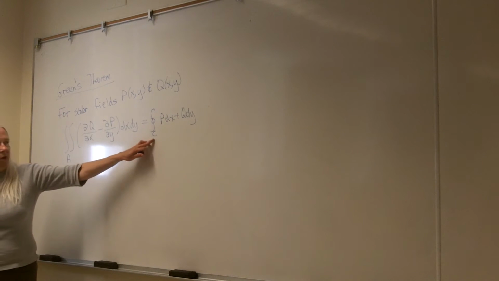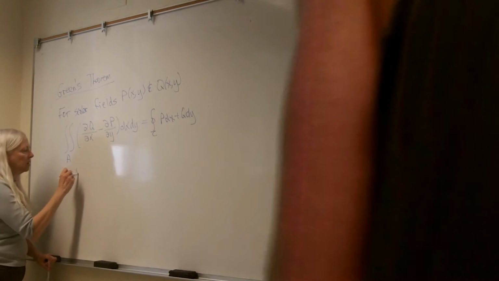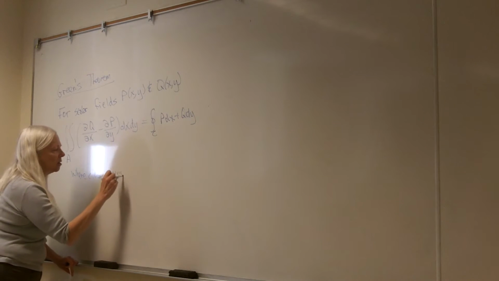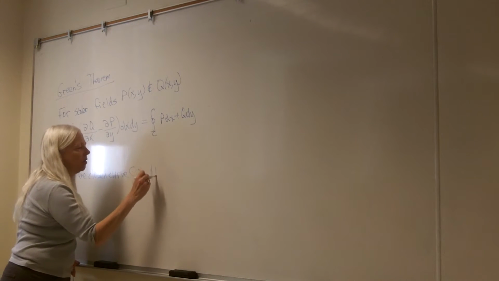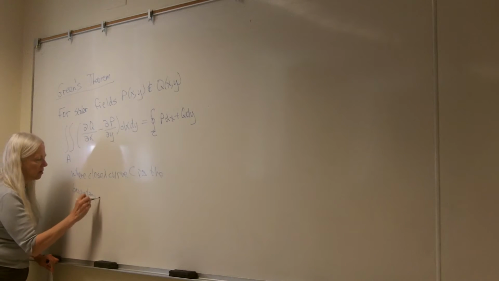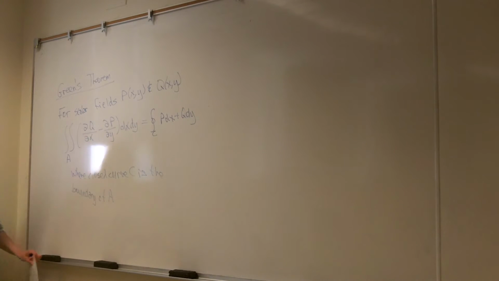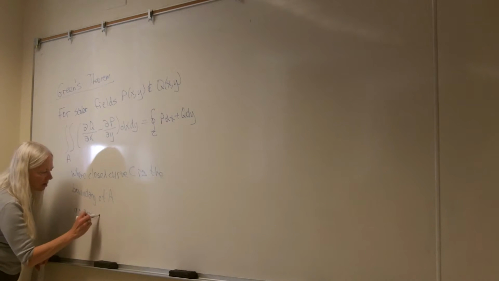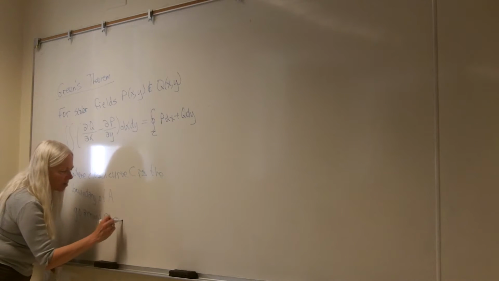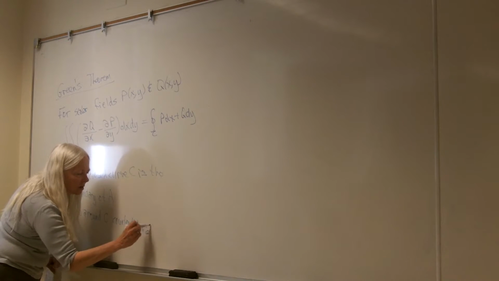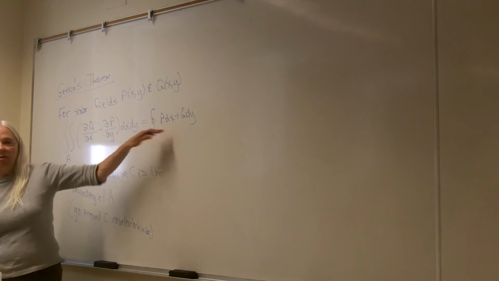integrated around the closed curve C, where that closed curve C is the boundary of the area A. Right? And we said that we were going to go around C in the counterclockwise direction. When we do this line integral right here.